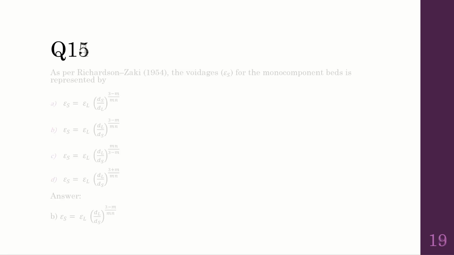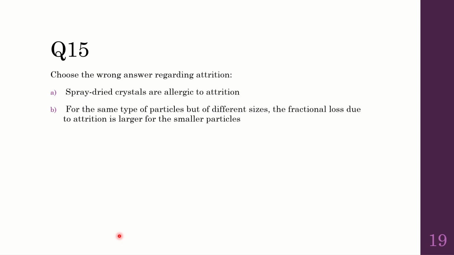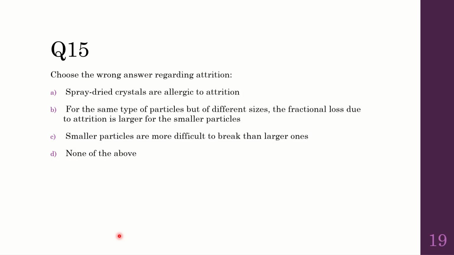We'll go to question 15. In question 15, choose the wrong answer regarding attrition. Spray dried crystals are allergic to attrition. For the same type of materials but of different sizes, fractional loss due to attrition is larger for smaller particles. Smaller particles are more difficult to break than larger ones. Option D, none of the above. So think of an answer. We will discuss the answer in a minute.